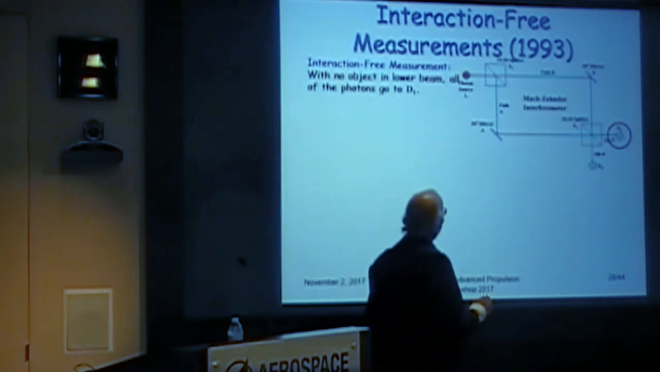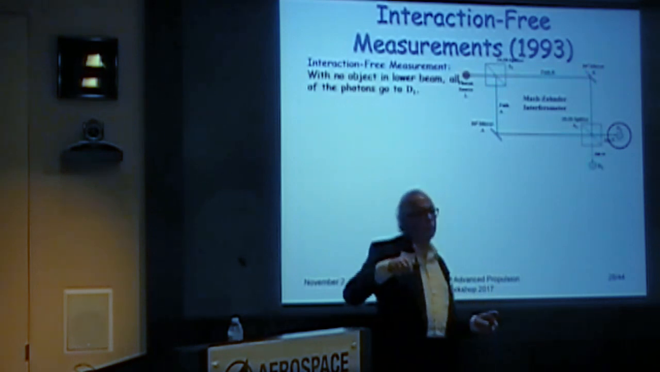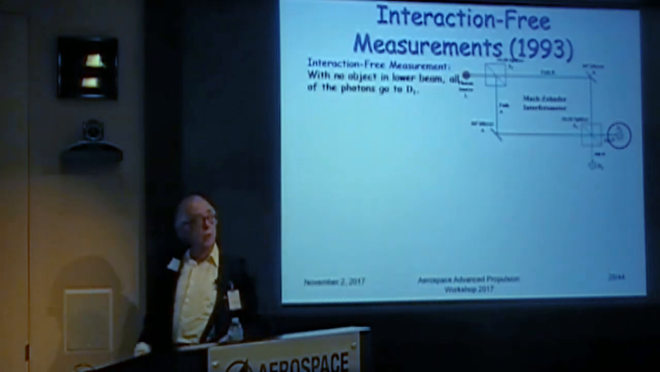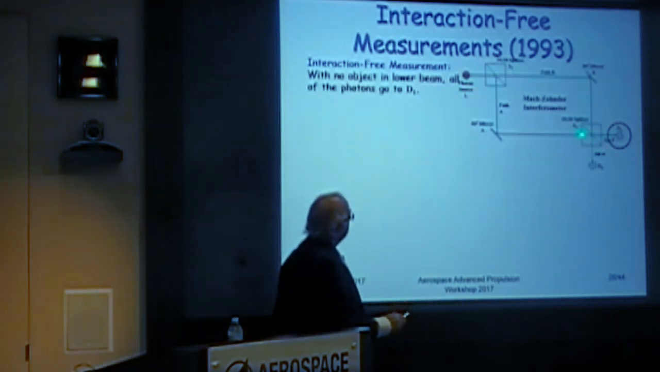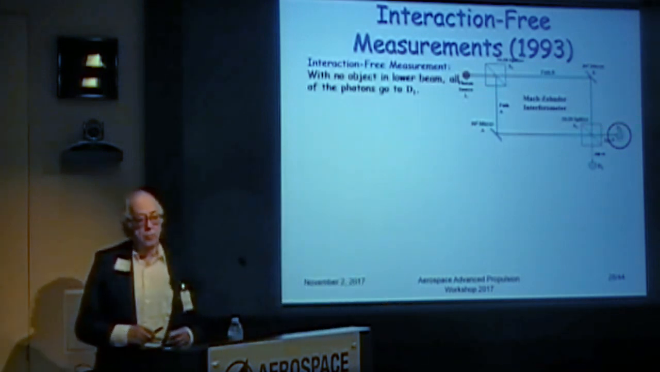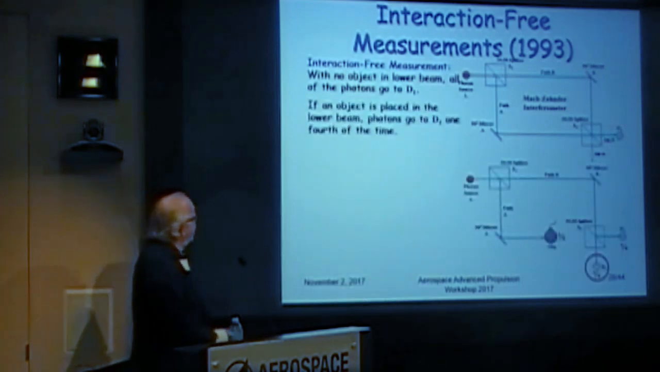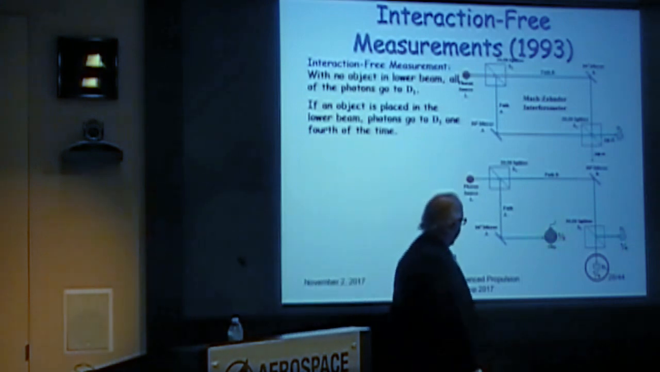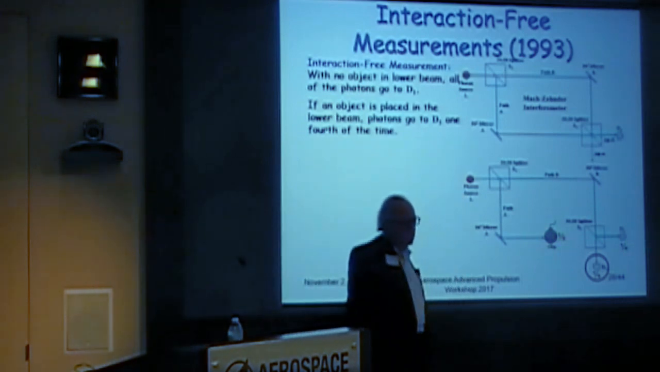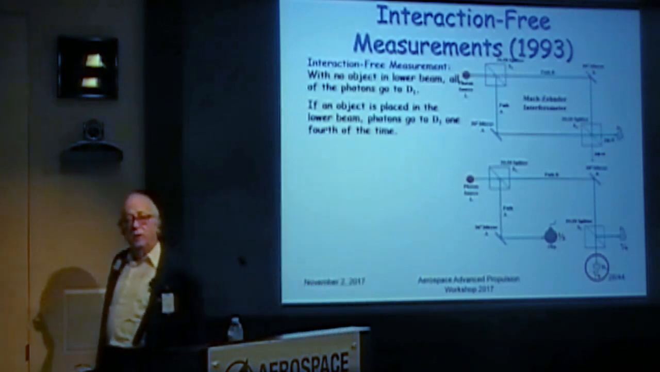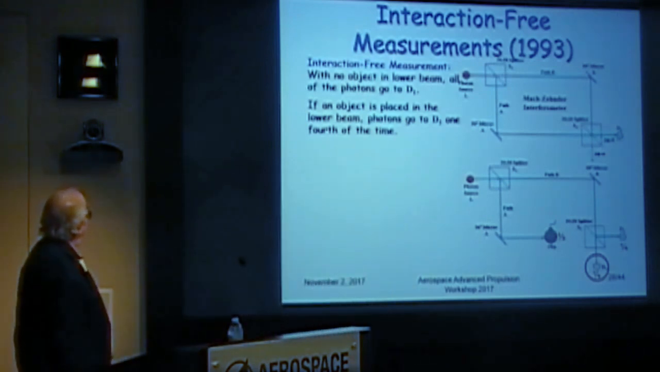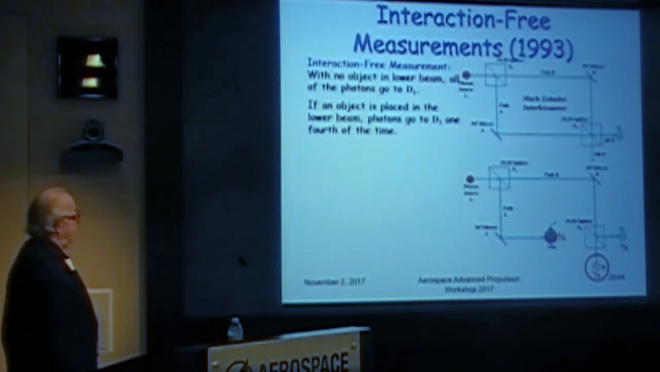The reason is because to get here, light from here bounces once on this mirror and three times on this mirror, and that flips the phase around so that they cancel. Whereas going here, you get two bounces going this way and two bounces going this way, and so they don't cancel. They reinforce. Now the trick is, you put an object here. You want to know, is there an object in this lower path? And the people who did this, Elitzur and Vaidman, yeah.